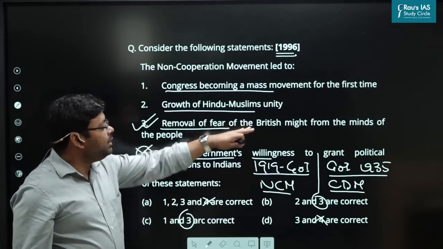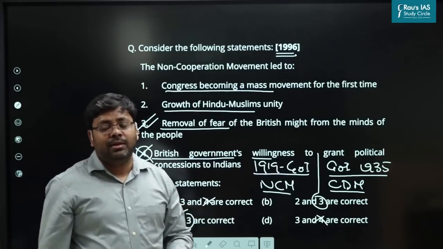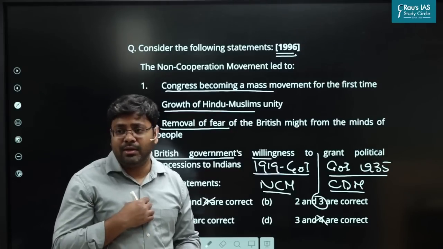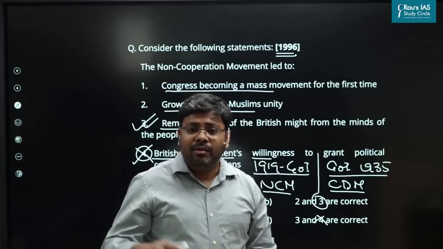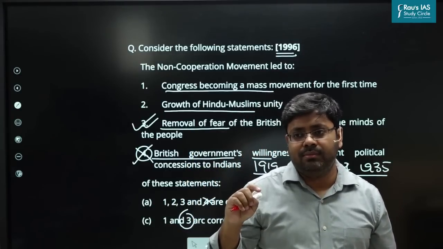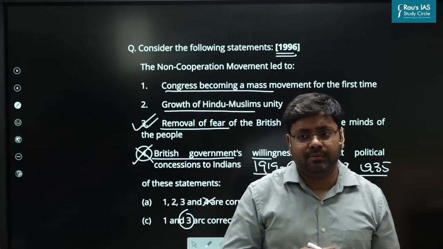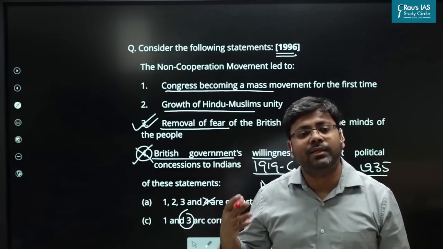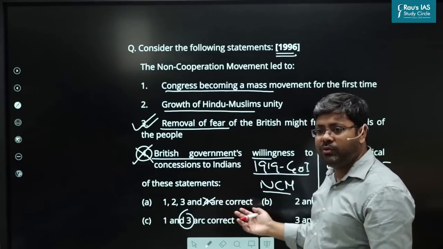Removal of fear of the British might from the minds of the people. True it is. Bipan Chandra says that in the non-cooperation movement, we did not get Swaraj, but certainly within our hearts we had realized what Swaraj would be. We were not afraid. British imperialism rested on 2 pillars. One was benevolence, and that pillar was broken by the moderates when they exposed the drain of wealth from India. The second pillar of British imperialism was fear, and that was broken when Gandhian Satyagraha was there. So 3 is correct and 3 is common in both of them.